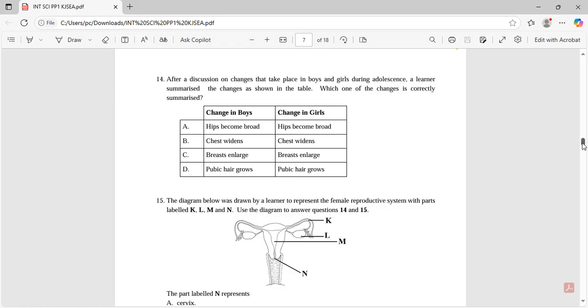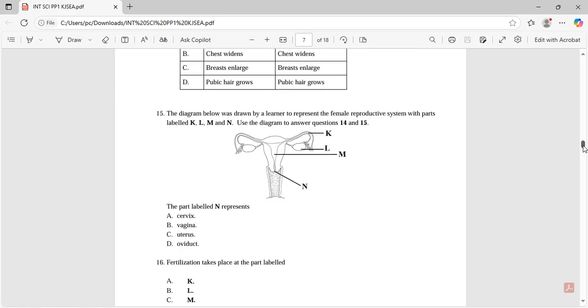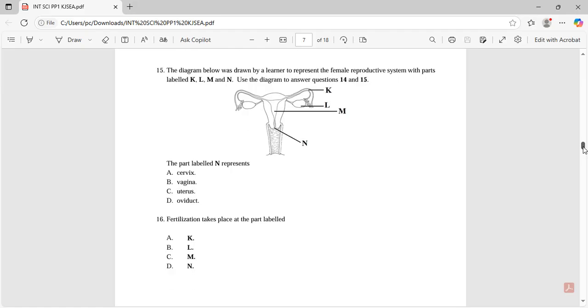Pubic hair grows in both boys and girls. The diagram shows female reproductive parts K, L, M, and N. Use it to answer the question. The part labeled N is the, you eliminate, is it the cervix? Is it the vagina? It's not the uterus. It's not the oviduct. It is the cervix. The opening of the uterus is known as the cervix.